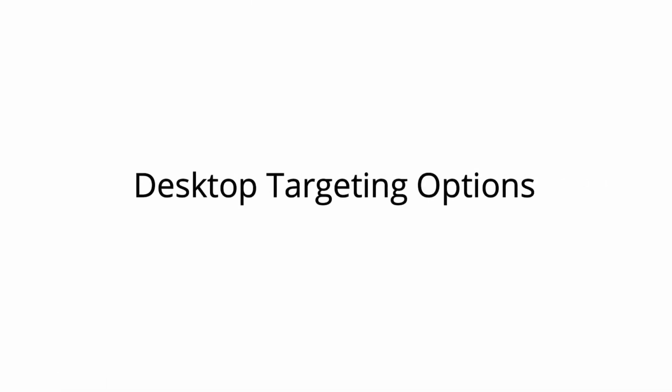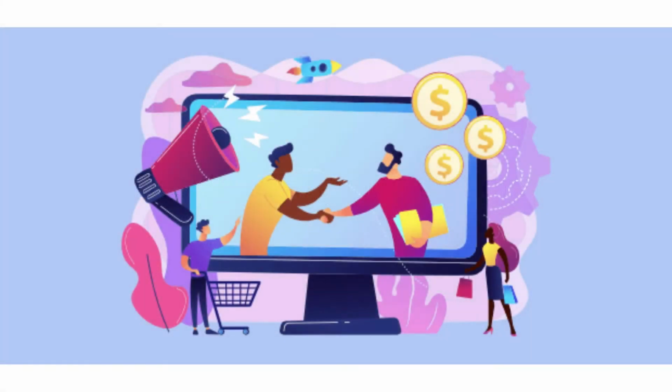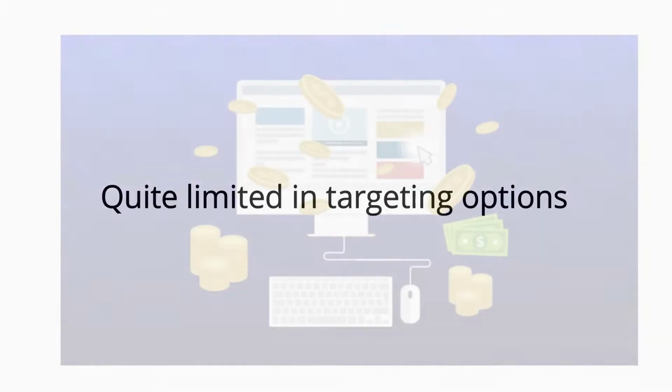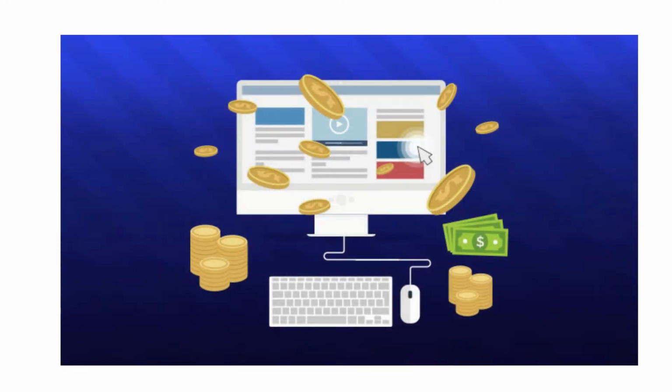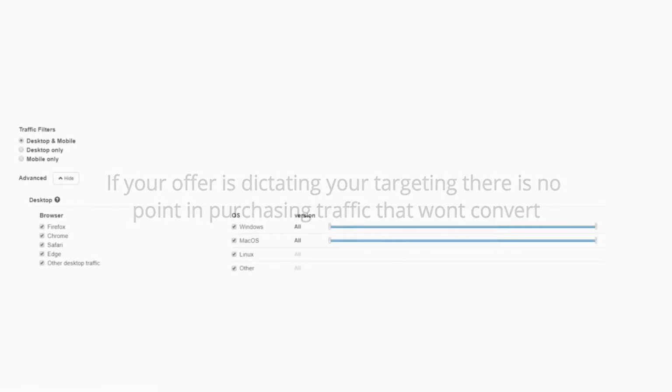Next, we're going to talk about desktop targeting options. So the majority of desktop buyers are doing software installs on a cost per installation basis, which means they are quite limited in targeting options. So some of them are not willing to buy users on older machines, which makes sense, as the offer itself wouldn't be able to convert. So if your offer is dictating your targeting, then there is no point in purchasing traffic with no potential installs, right? That makes no sense.